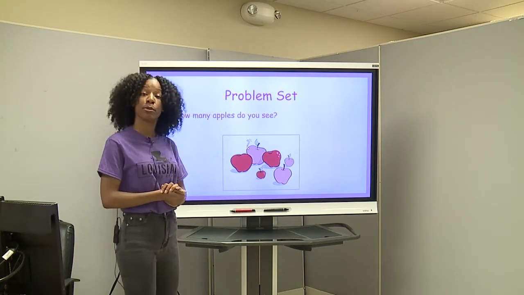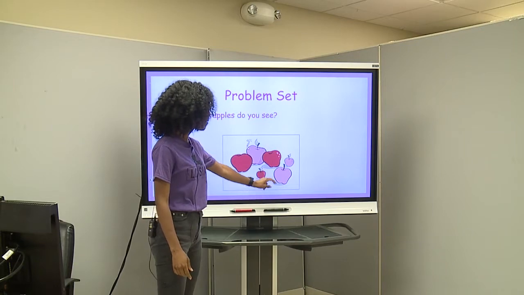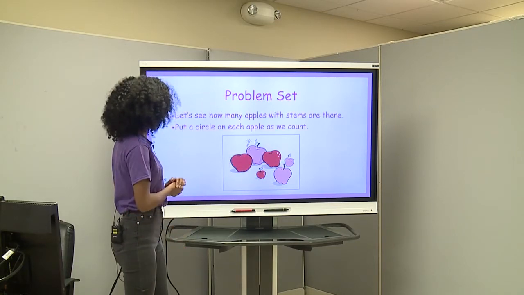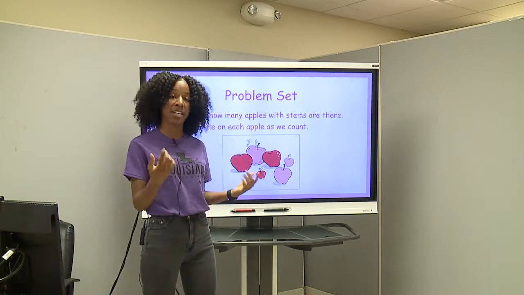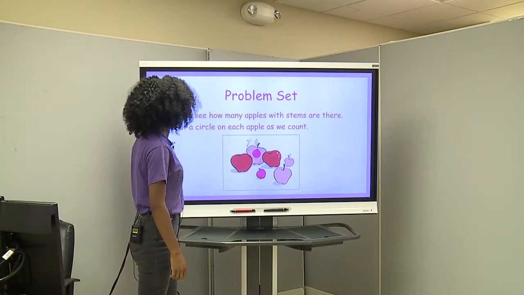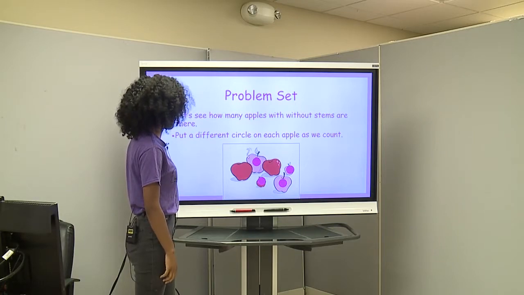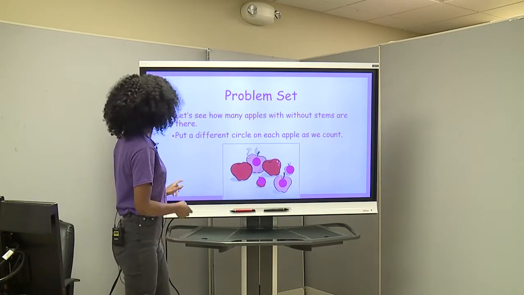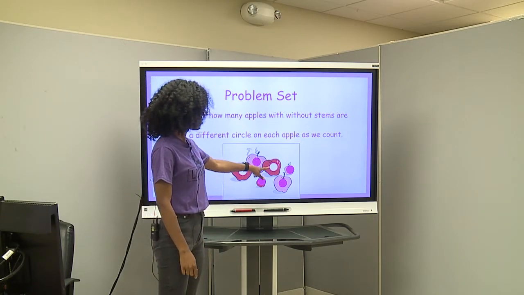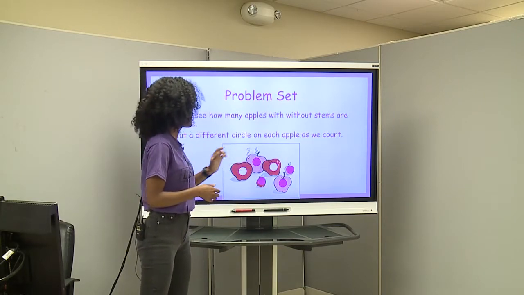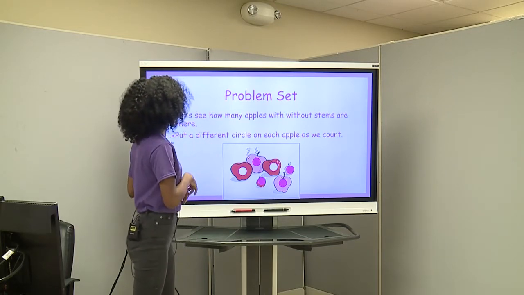Now, how many apples do you see? Let's count them. 1, 2, 3, 4, 5, 6. There's 6 apples, okay? So what we're going to do is put a circle on each apple as we count them. 1, 2, 3, 4, 5, 6. Okay, so let's look at our 4 apples, all right? Now, why do you think we put 2 white circles here and 4 here? Because we're trying to figure out what different ways we can make the number 6, okay?